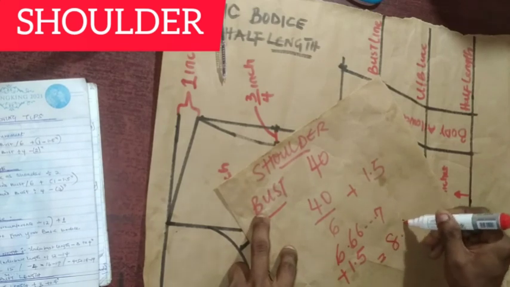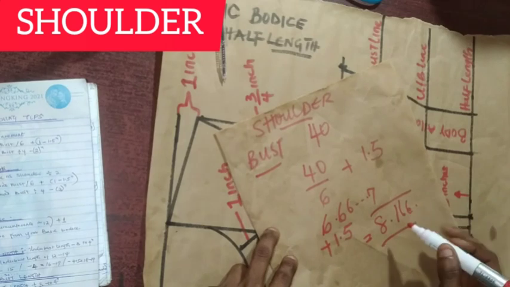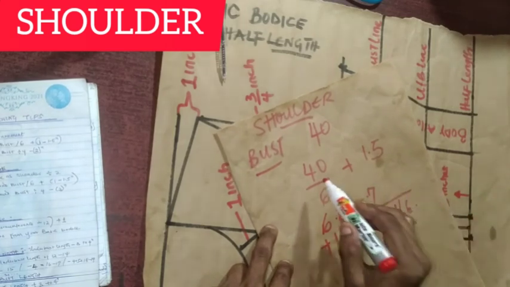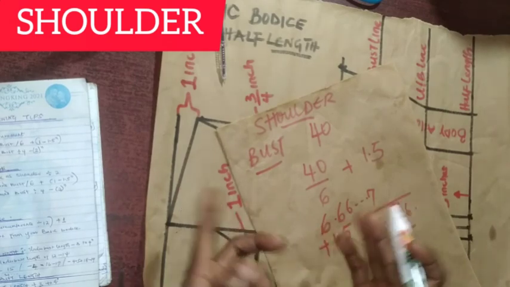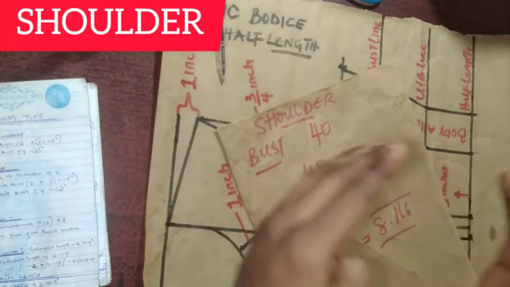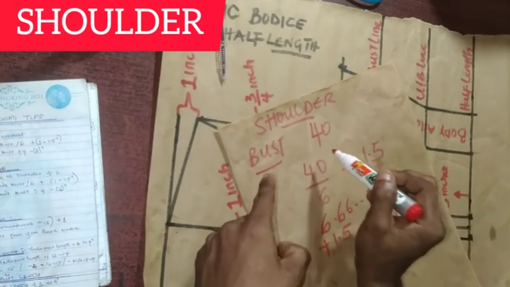So at the end of the day, what you'll be getting is around 8.1666. Are you seeing it? So we can say that the shoulder for a bust of 40 is 8 inches. Do you guys understand this? Okay, so that is how to get the shoulder of someone whose round bust is 40 inches.